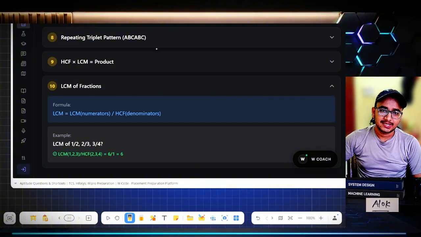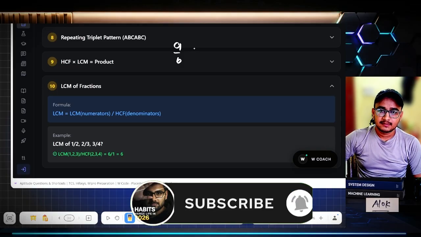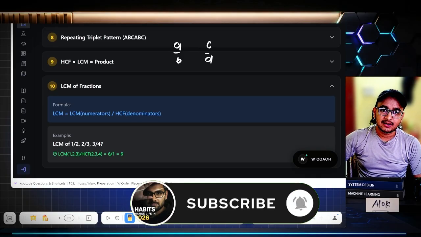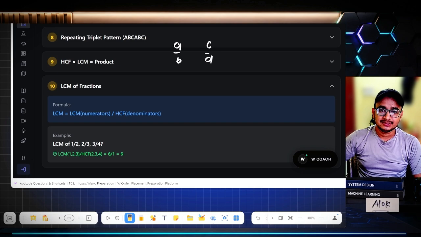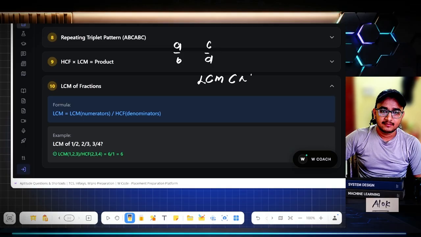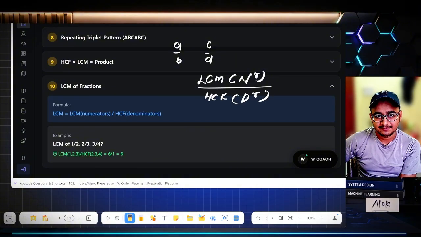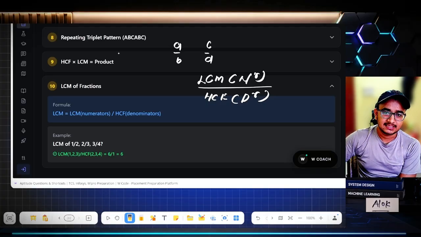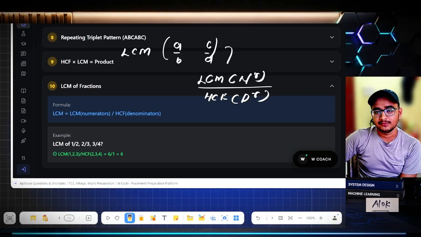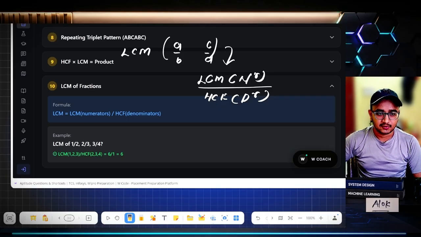Okay, let's understand about the LCM of fractions. If you're given values in the form of A upon B and C upon D, how will you take the LCM of these numbers? You have to take it in the form of LCM of numerators upon HCF of denominators, guys. If you have to take the LCM of A upon B and C upon D, then you have to use this formula.